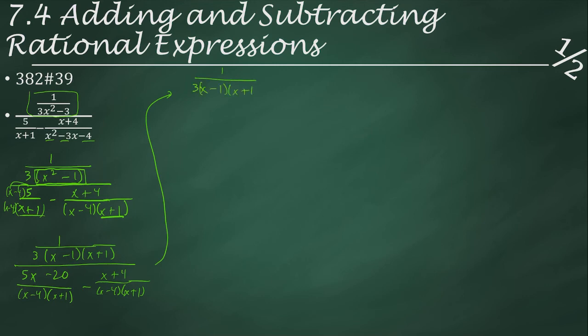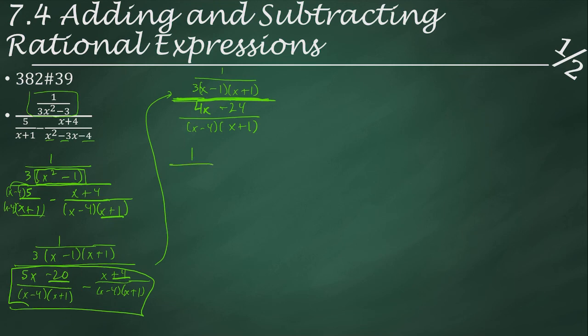All right, the top is fully factored. Now on the bottom, I'm going to do this subtraction. So I have 5x minus x is 4x. And we have negative 20 minus 4 would be negative 24. All right, so now it's a fraction divided by a fraction. You divide fractions by multiplying by the reciprocal.